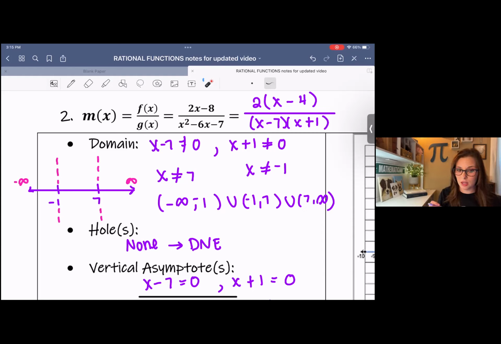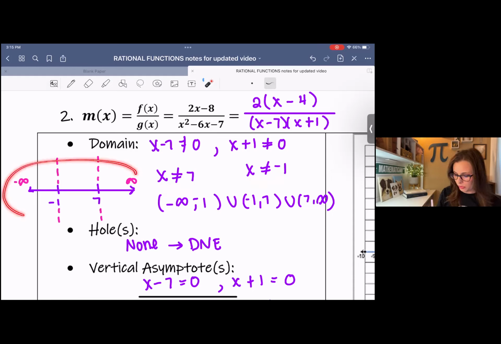So you set your factors, they cannot equal 0. Go ahead and solve them. You should get 7 and -1 as your excluded values. Then you can do your little number line over here with your asymptotes, and that sets up your 3 different regions. When you write it in interval notation for domain, make sure you put it in order, smallest to largest, just like that.